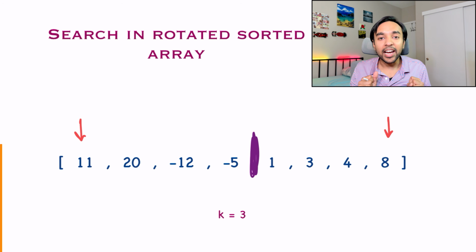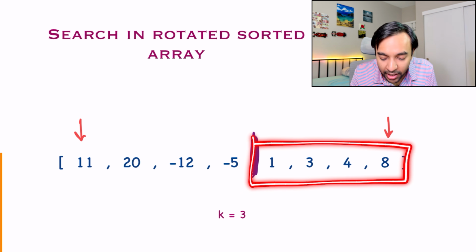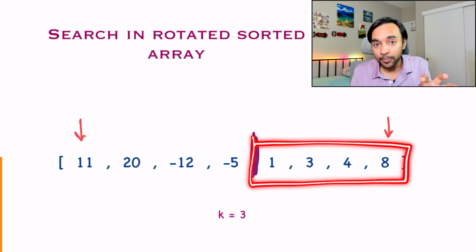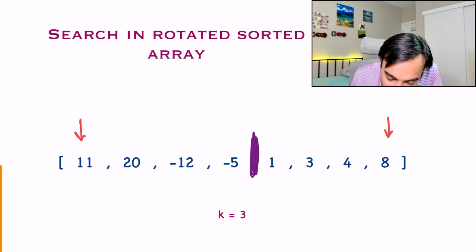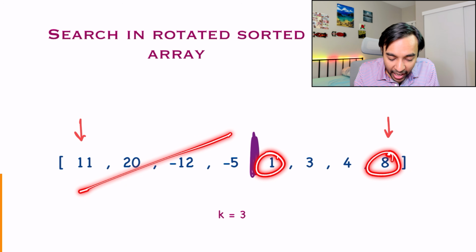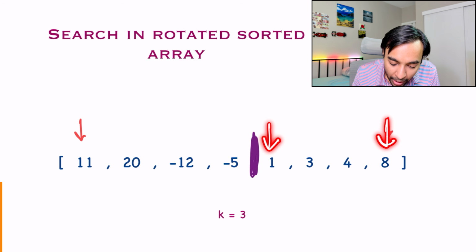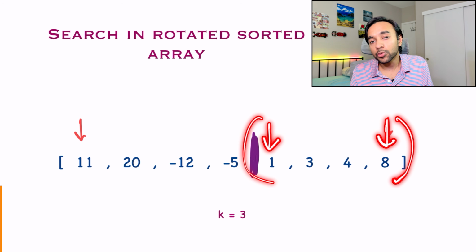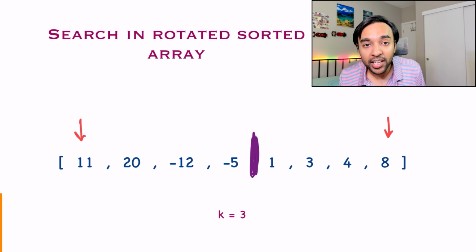So what does this land up to? I can say that I will need to find my number within this particular array because I have to look for 3 and 3 will lie somewhere between 1 and 8. So what can I do? Immediately I can discard this particular array and I can safely apply my binary search technique as usual in this part of the array. That's it. Binary search can help me again.